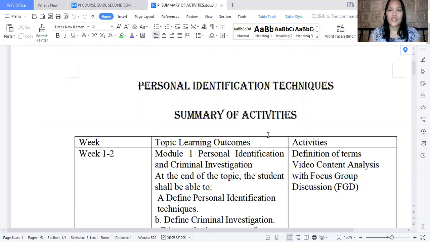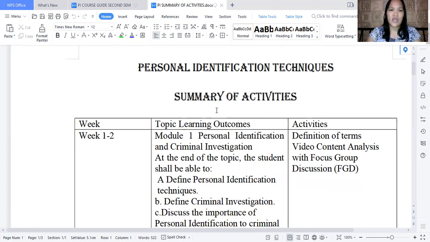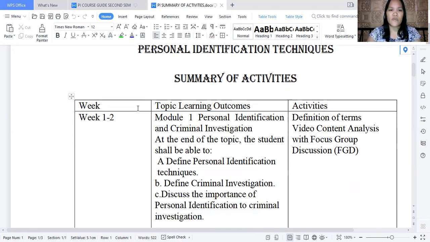So for you to be guided as to the activities that we will be having for the duration of the whole semester, I came up with a summary of activities, and it consists of the different weeks provided, and at the same time, the topic, learning outcomes and the different activities.